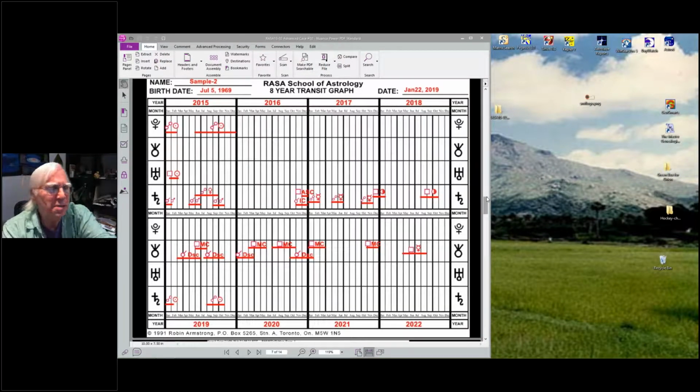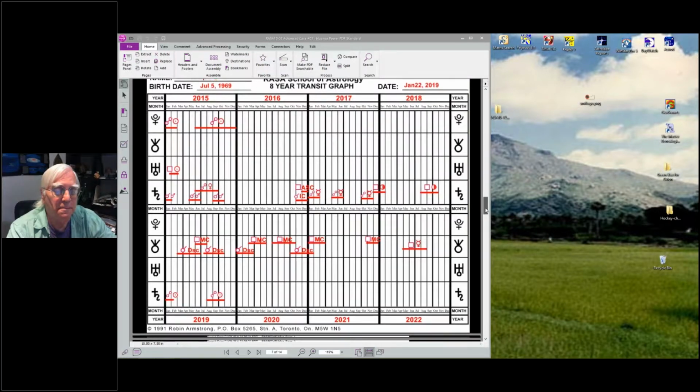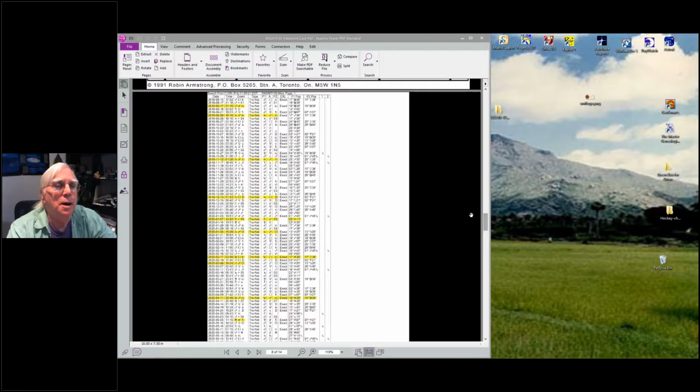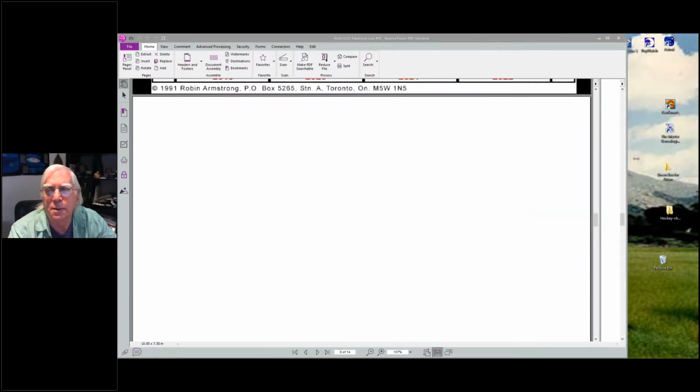We don't need to pay attention to that. We want to see the big stuff, the things that you're going to talk about, and they're going to know immediately, yes, that's happening, and they can see it. Okay, so that's the 8-year graph. Then I do a two-year printout. I'll make this a bit bigger so we can see it. There you go.